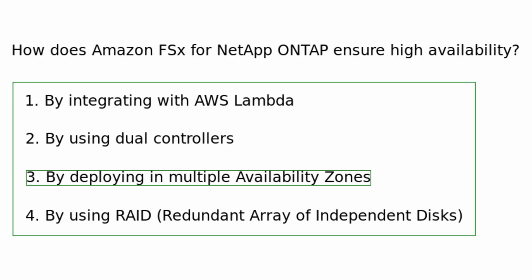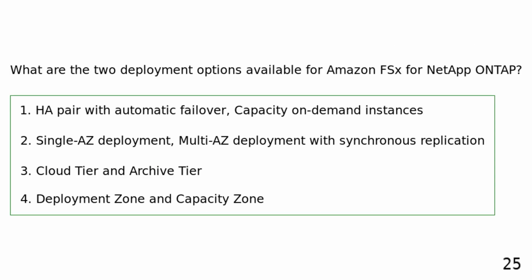Amazon FSx for NetApp ONTAP achieves high availability by deploying across multiple availability zones. What are the two deployment options available for Amazon FSx for NetApp ONTAP? HA pair with automatic failover, capacity on-demand instances. Single AZ deployment, multi-AZ deployment with synchronous replication. Cloud tier and archive tier. Deployment zone and capacity zone.